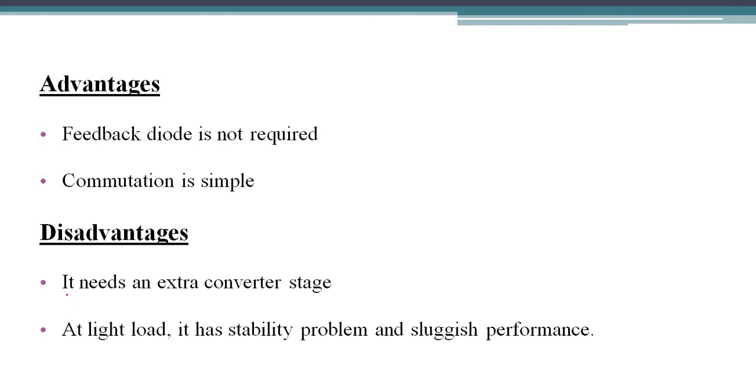And there are some disadvantages also. It needs an extra converter stage. To operate the current source inverter, you need some extra converter stage. And at light load, it has stability problems and sluggish performance. So it is quite a drawback to operate at light loads because of its stability problem and sluggish performance. And this is all about the current source inverters. Okay, thank you.